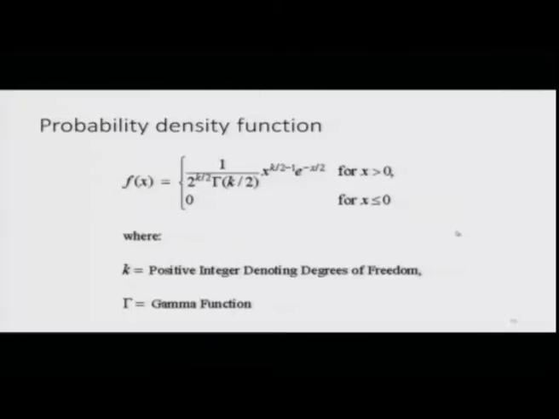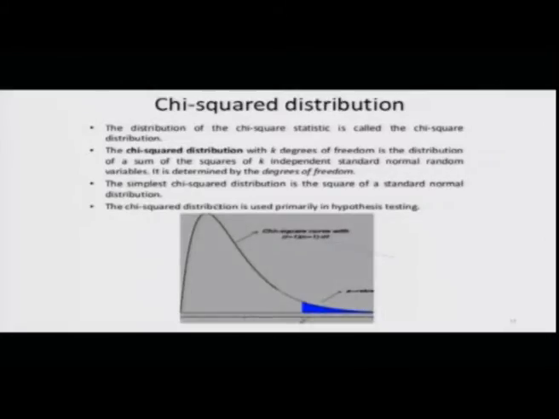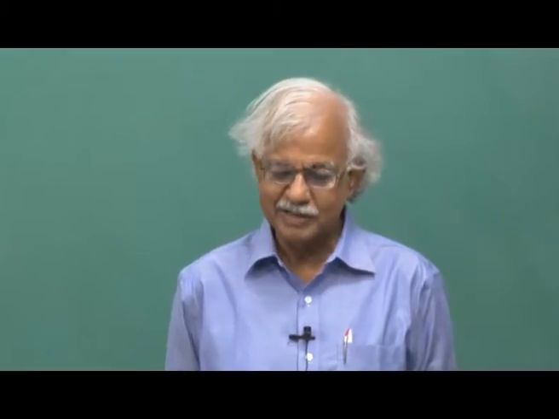The shape of chi-square you can see from here. This is the shape of the chi-square distribution. Chi-square goes from 0 to infinity. The distribution of chi-square is called the chi-square distribution, obviously. The chi-square distribution with k degrees of freedom is the distribution of a sum of the squares of k independent standard normal random variables. It is determined by degrees of freedom. The simplest chi-square distribution is the square of a standard normal distribution. The chi-square distribution is used primarily in hypothesis testing. Actually, this O minus E square by E follows a standard normal distribution, and the sum of this becomes a chi-square distribution.